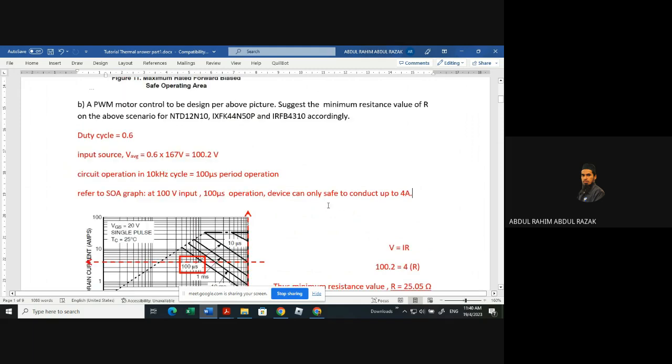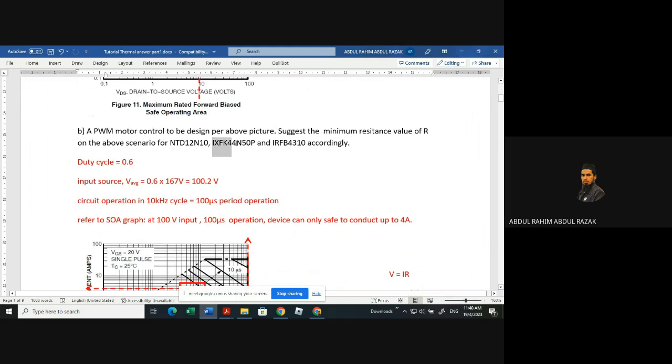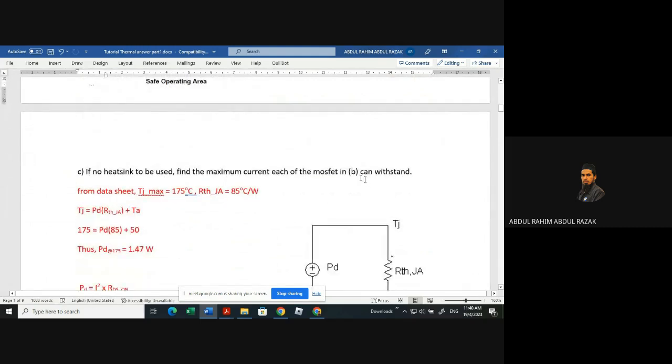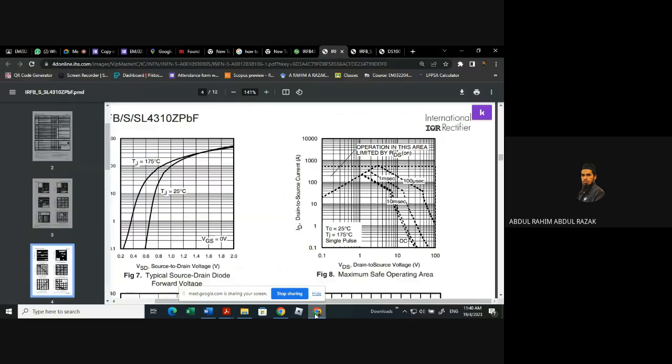So same goes to other part. Yang ni tak payah kira sebab dia dah kosong. So kira untuk ni lah. IRB 4310. And the same tag should be used lah. So done for number 2.